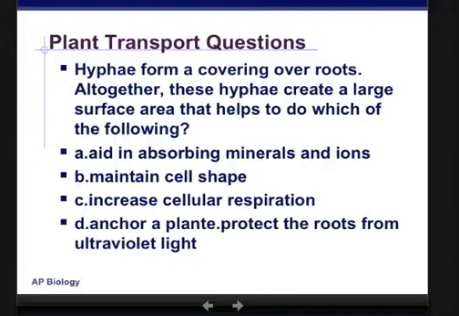Okay, hyphae form a covering over roots. Altogether, these hyphae create a large surface area that helps to do which of the following? A, aid in absorbing minerals and ions, B, maintain cell shape, C, increase cellular respiration, D, anchor a plant, and E, protect the roots from ultraviolet light. So pause now. Okay, the answer is A.